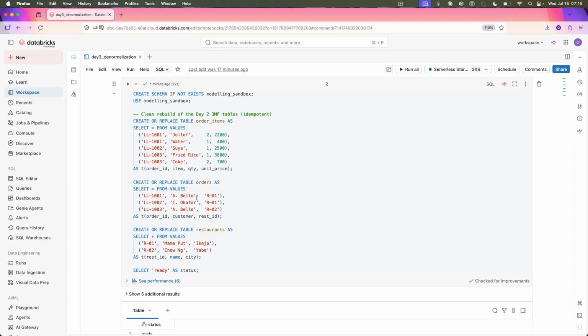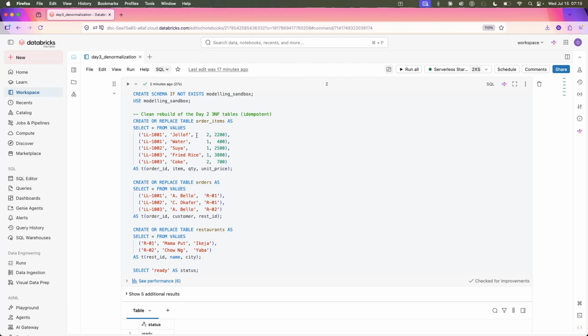Order number 1 is A below, which is jollof rice and water. The second order is this last one, which is coke. Then Okafor ordered just suya, right? Suya, and I think he also ordered coke and fried rice. Bello ordered coke and fried rice in a second order, which is L1003, which matches to this.